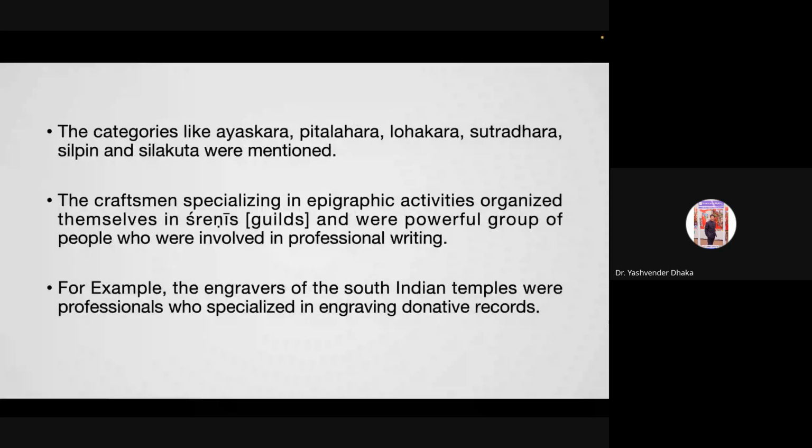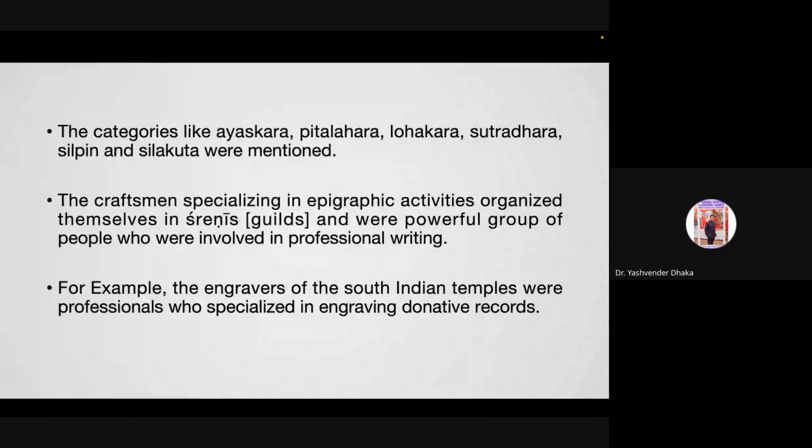Now, the categories which are written and which we have seen from Mathura are Ayaskara, the one who is providing Ayas, maybe iron, the Pitalahara, the Lohakara, so the engravers and scribes who are working in iron, who are working in metals, Sutradhara, one who might be writing, Shilpin, who is doing the engraving, and Shilakuta. Shilakuta, the one who may be providing the shilas which are coming to Mathura in Mathura School of Art.